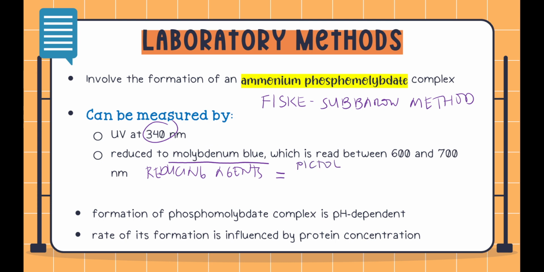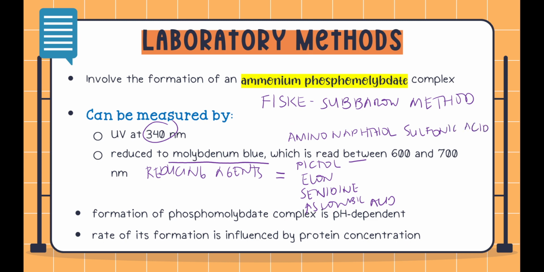You have your pictol. You have your elon. You have your cenidine. Hope I pronounced it correctly. And you also have your ascorbic acid. Now, for your pictol, this is also known as your amino-naphthol sulfonic acid. Let me just write it down here above. Amino-naphthol sulfonic acid. Again, this is your pictol. While for your elon, this is also known as your methyl amino phenol.